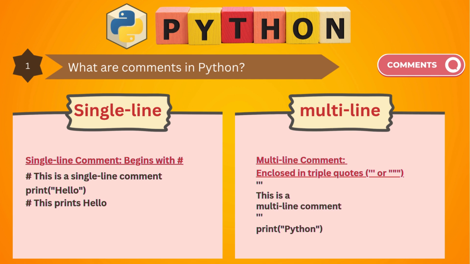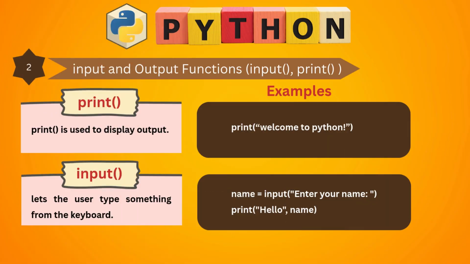In multi-line, similarly, start with triple quotes and end with triple quotes. And after that, print Python is written. In this case, it will return only Python. Whatever is written in triple quotes will be ignored by Python. Clear? We'll move on to the second topic, input and output functions.